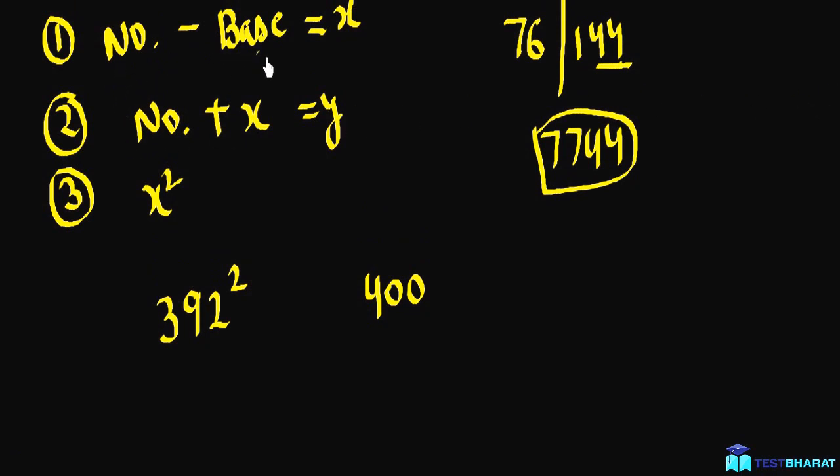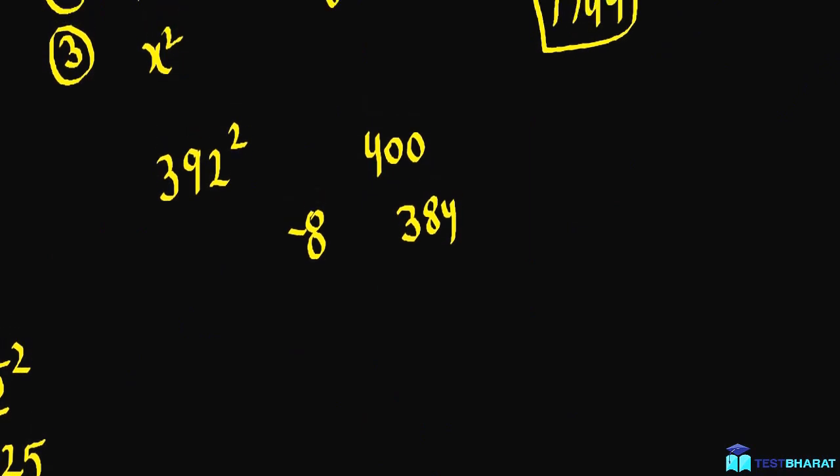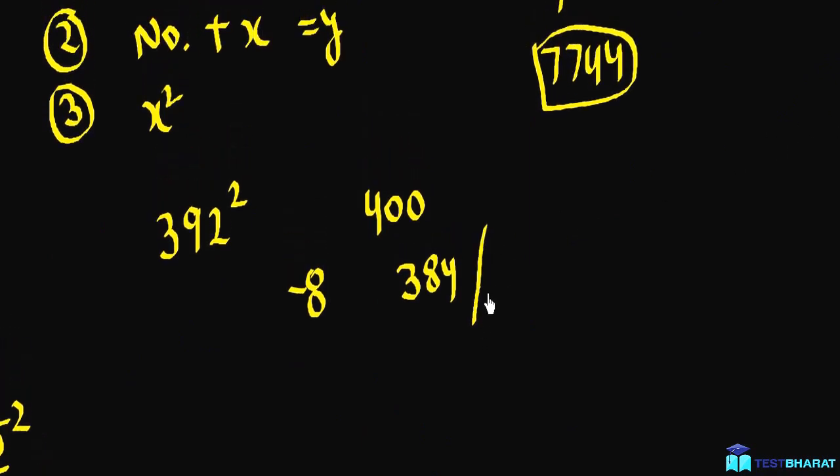Step 1 is number minus base. My base is 400, my number is 392. So 392 minus 400 will give me minus 8. So my x is minus 8. Now I have to find my y. My y is number plus x. My number is 392 and I have to add minus 8 to it. So that will be 384. My y is 384. Now I have to write it as y slash x square. So y slash x square is 64.